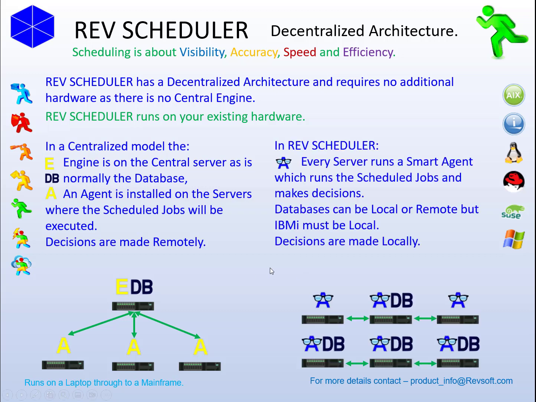Okay, so now the REV Scheduler model, where we install smart agents on each of the 3 servers. Databases for all servers that are non-IBM iSeries are your call in terms of the type and location, local or remote. For IBM iSeries servers, as DB2 is part of the firmware, they use a local DB2 instance. Now, any decisions about dependencies, triggers, group jobs are made locally by the smart agents. In this scenario, you have 3 servers in total.